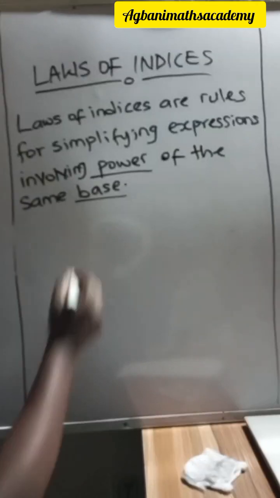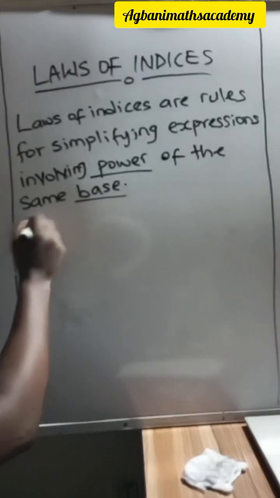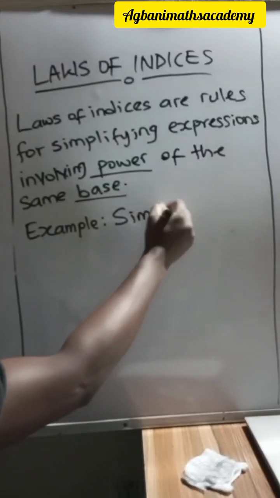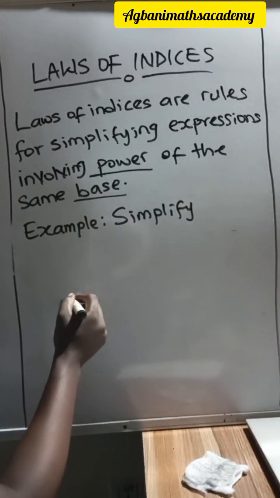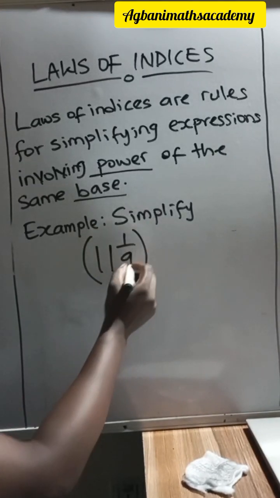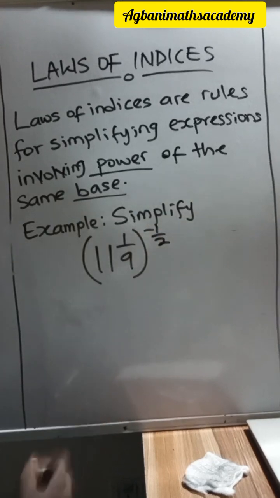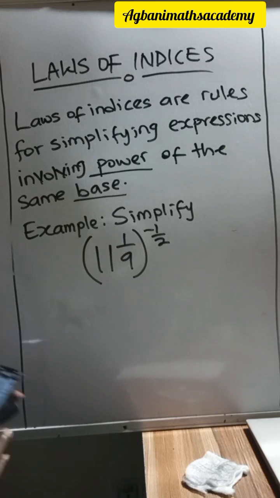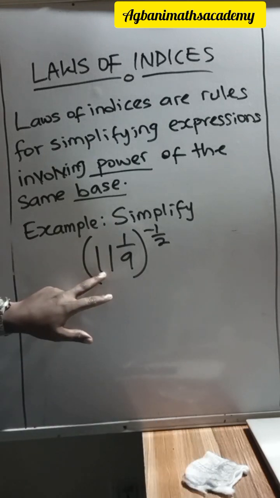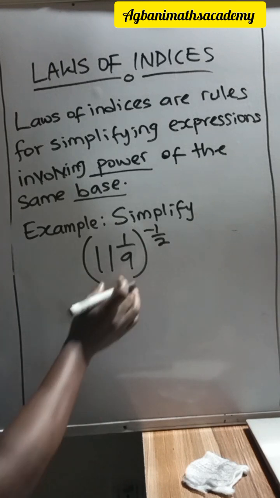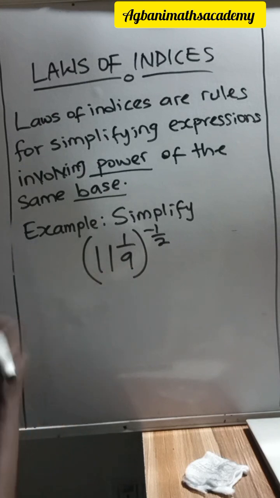This is quite simple. So if we have for example, simplify 11 whole number 1 all over 9, to the power of minus 1 all over 2. In this particular simple question, the first thing we have to do is convert this mixed number to an improper fraction. That's the basic thing you have to do. Let's do that. Converting this mixed number to an improper fraction.